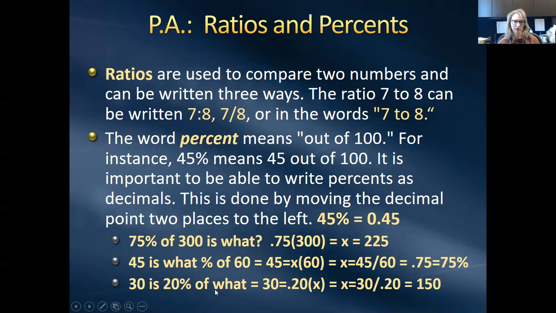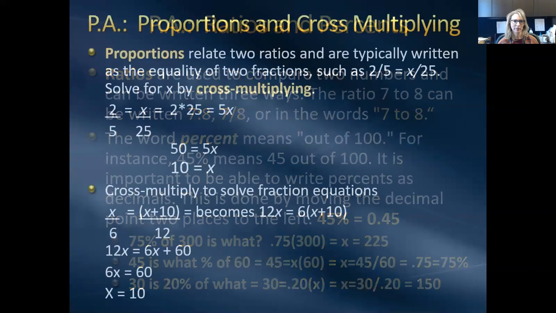30 is 20% of what? So 30 equals 20%. We convert to a decimal, 0.20. What is the x. So we just do 30. In order to get the x by itself, we'll divide both sides by 0.20. And so 30 divided by 0.20 equals 150. Just see if that makes sense. 30 is 20% of 150. That makes sense, because if you times 30 times 5, it would be 150.